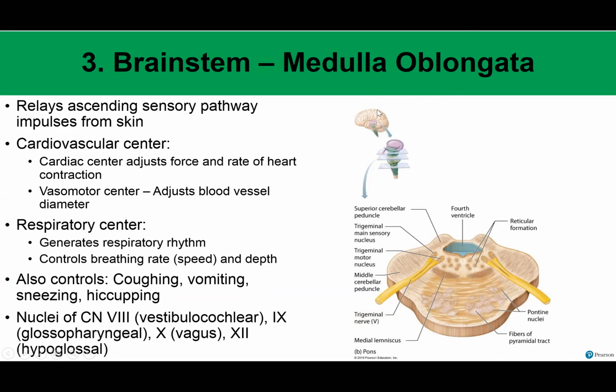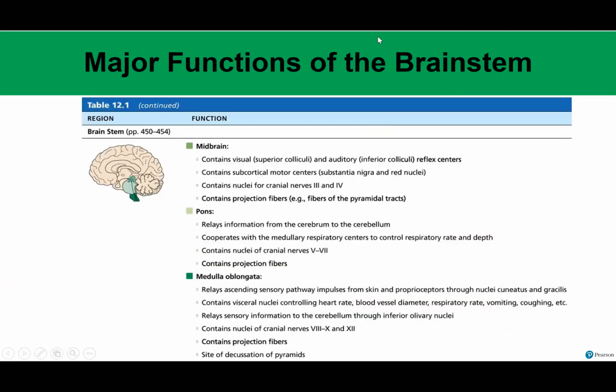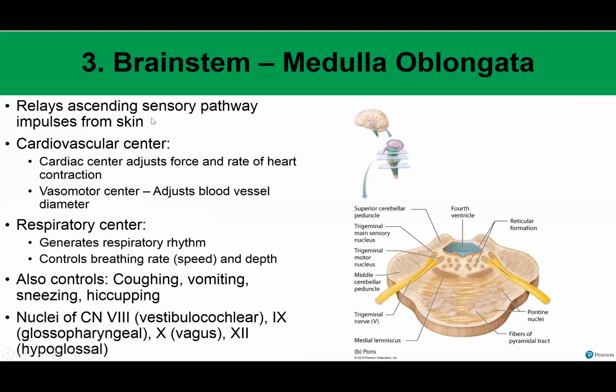So moving on to the final section, the medulla oblongata. It's a relay pathway that relays incoming information from the skin up to the brain. It also contains the cardiovascular center, which basically will adjust heart rate. And then also we have the vasomotor center, which is part of the cardiovascular center. So this is going to change blood vessel diameter.